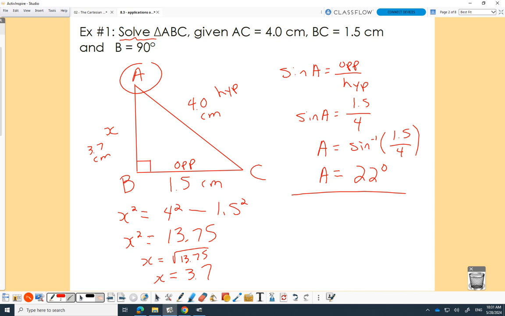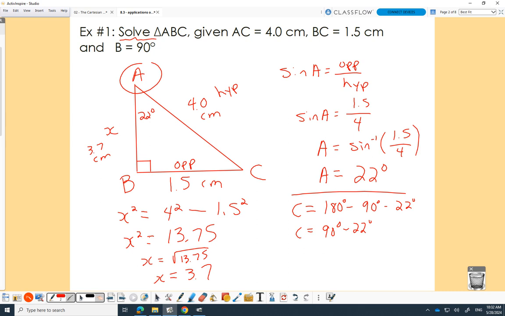Have I solved the triangle? Here, fill it in. 22 degrees. Nuh-uh. There's still one more to go. What's left? C. To get C, you can do 180 minus 90 minus 22, but I just heard someone say something else. They're noticing that's the same as just going 90 minus 22. In a right angle triangle, you can just go 90 minus the other angle.